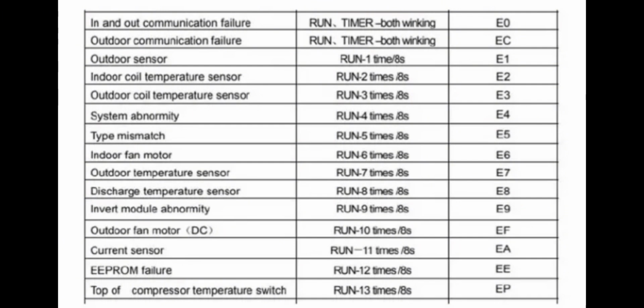E4, a couple of people asked me for E4, that's why I'm making the video. It's a system abnormal, which means the system is not running properly. That's why you don't get cold or hot air. You can check if the high pressure valve and the low pressure valve are open on the outside unit. There is a valve on the side.